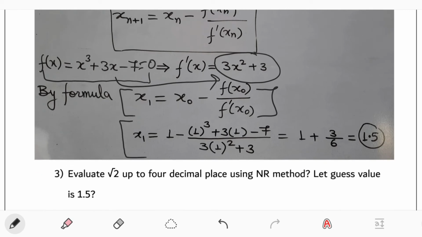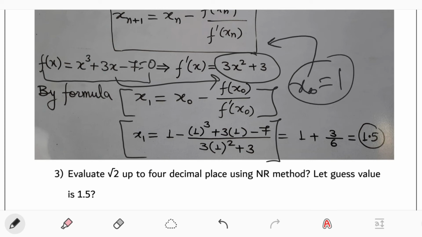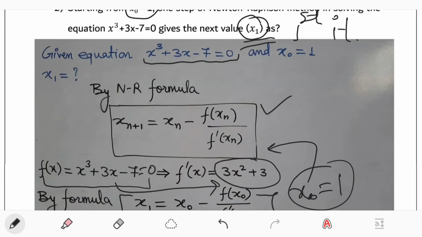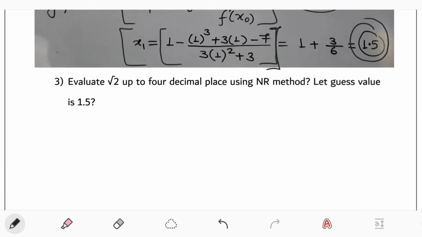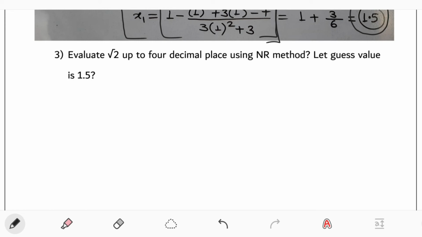So here is the substitution, when you put the value of x naught equals 1 in these functions, you will get this particular expression over here, and when you solve it you'll get 1 plus 3 by 6, which is equal to 1.5. So the answer of this question is 1.5. You can see all the solutions and you can try it one more time, so it will be very easy for you to understand.